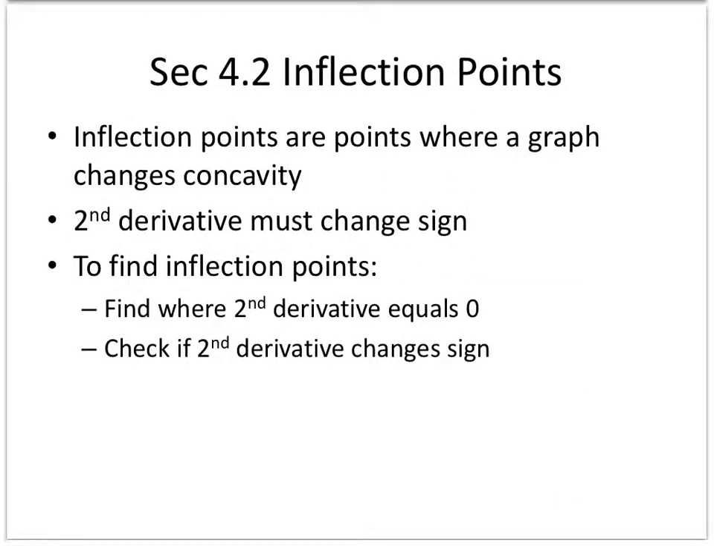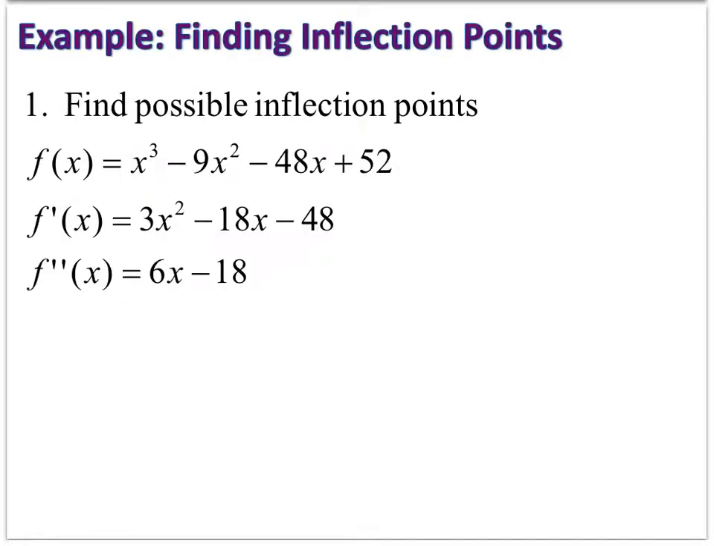So the second derivative must change signs. To find inflection points, find where the second derivative equals zero. So Corey, you can't get out of always not finding second derivatives. And then we also check to see if the second derivative is changing.